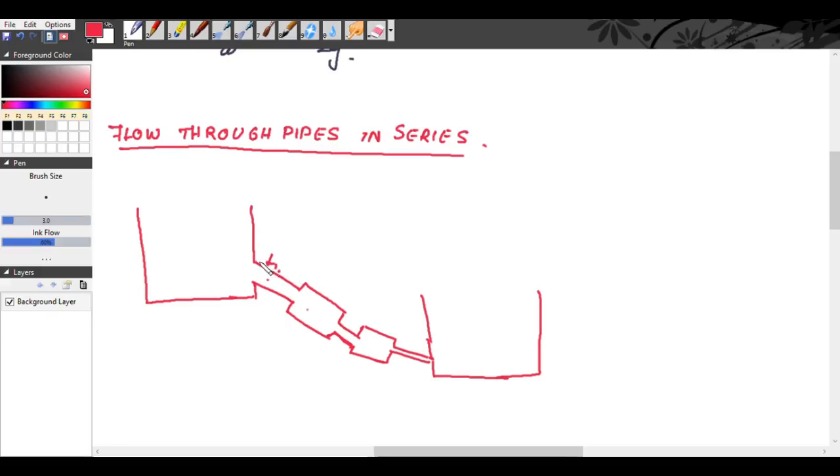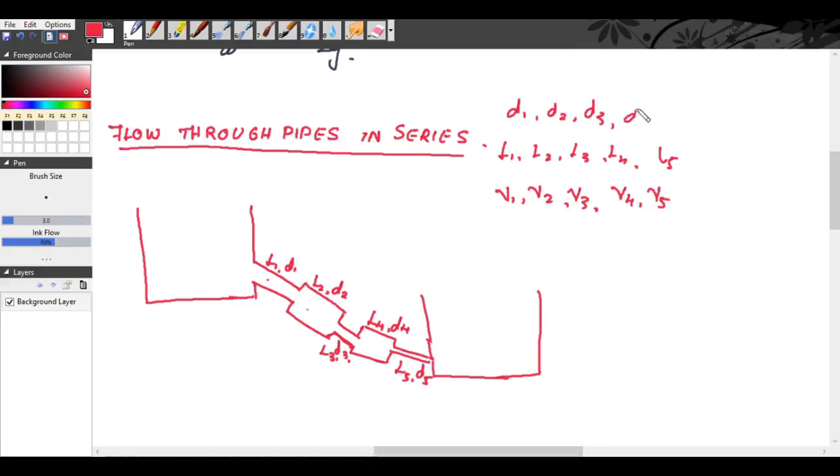So you can take L1 be the length of pipe 1, D1 be the diameter of pipe 1, L2 and D2 be the length and diameter of pipe 2, L3 and D3 be the length and diameter of pipe 3, L4 and D4 be the length and diameter of pipe 4, L5 and D5 be the length and diameter of pipe 5. And V1, V2, V3, V4, V5 be the mean velocities of flow through pipes 1, 2, 3, 4 and 5. So D1 to D5 are the diameters, L1 to L5 are the lengths, and V1 to V5 are the velocities of flow through the pipes.